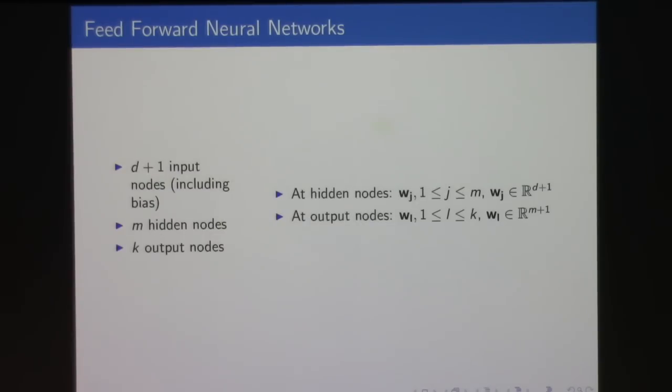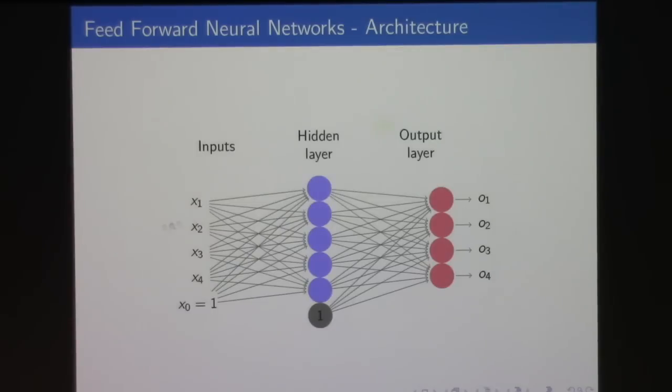M is the number of hidden units in your network, which does not include this one. This is just an intercept. There are no weights inside. The effect of this unit is that it just sends 1 out, so we're going to ignore that. In this network, M is 5.